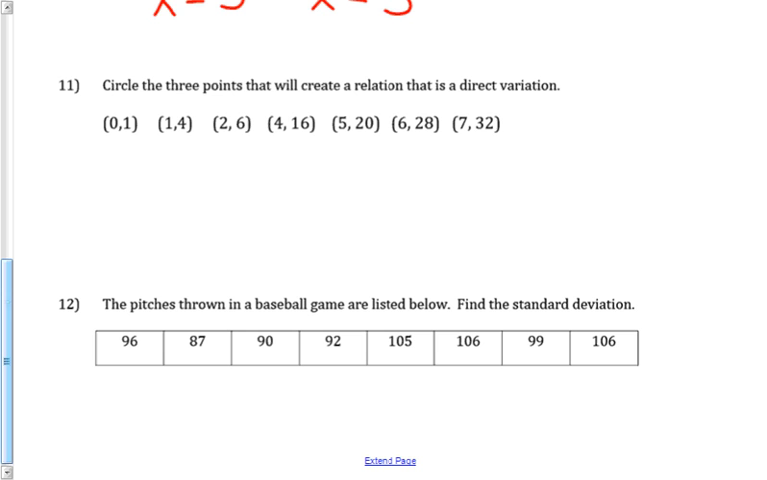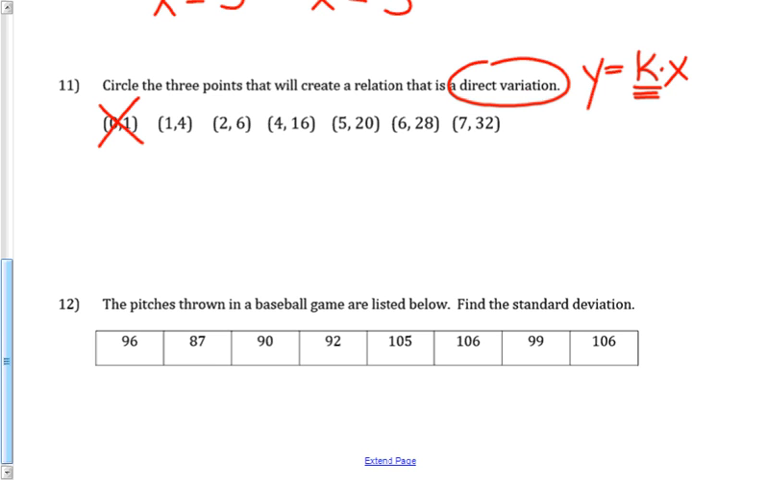Number 11, we've got a direct variation. Remember that our equation for direct variation is y equals k times x. So in order to pick 3 points that create a direct variation, there should be some constant value of k that when I multiply by x, I get y. So if we look at my points, I cannot multiply anything by 0 to get 1. So that can't possibly be it.